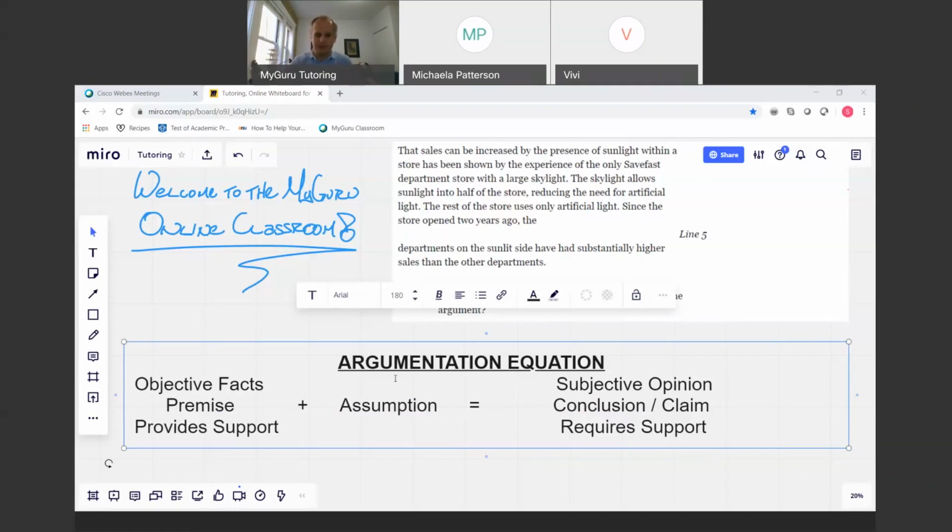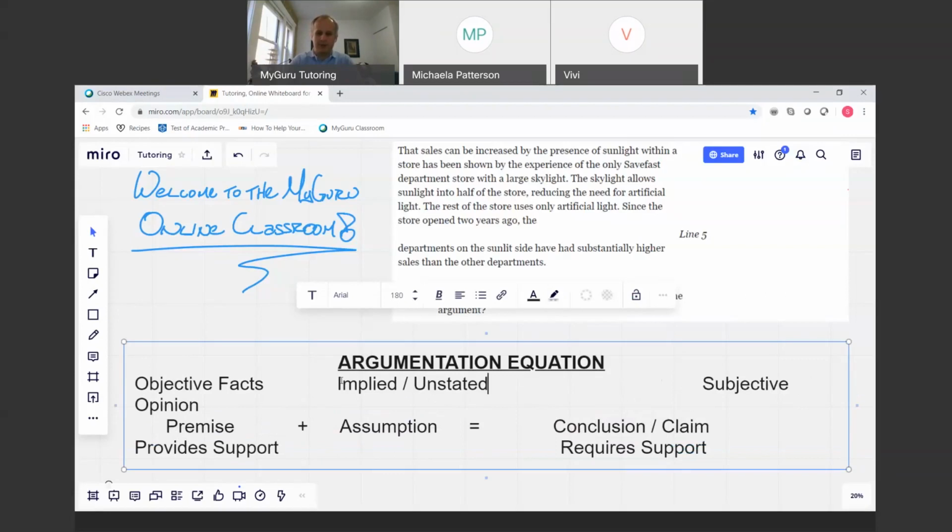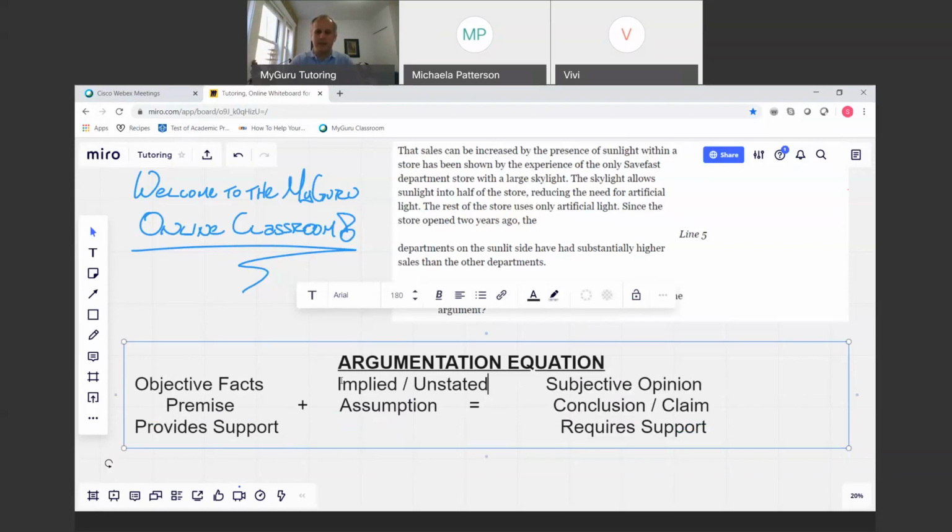They're both explicitly included in the little prompt, the paragraph, as you see here on the whiteboard, whereas the assumption is implied and unstated. This part is the thing that must be true in order to link your two pieces from the premise to the conclusion or claim. So this is your basic argumentation equation.